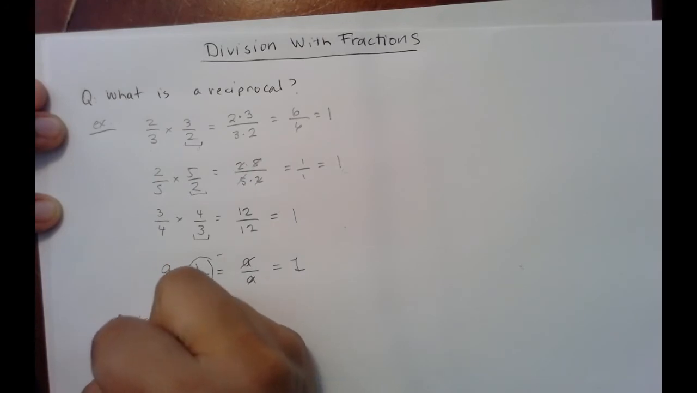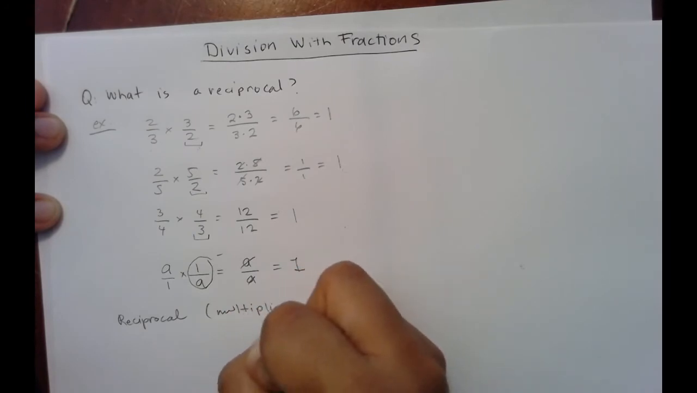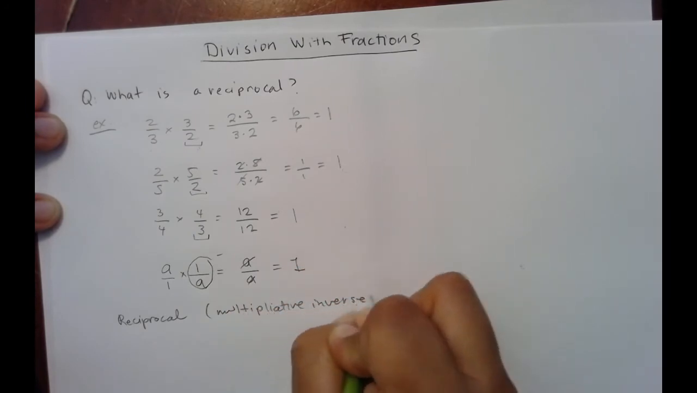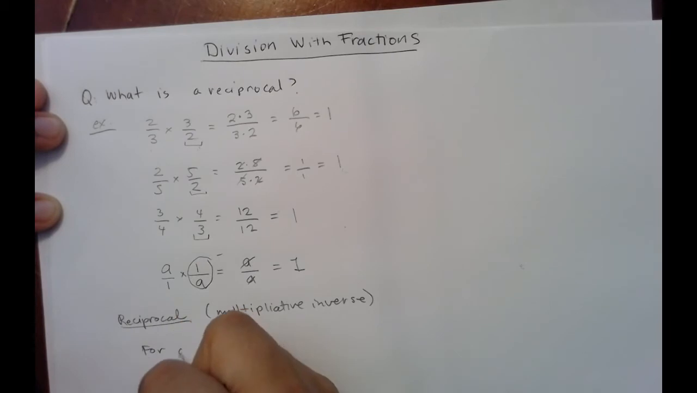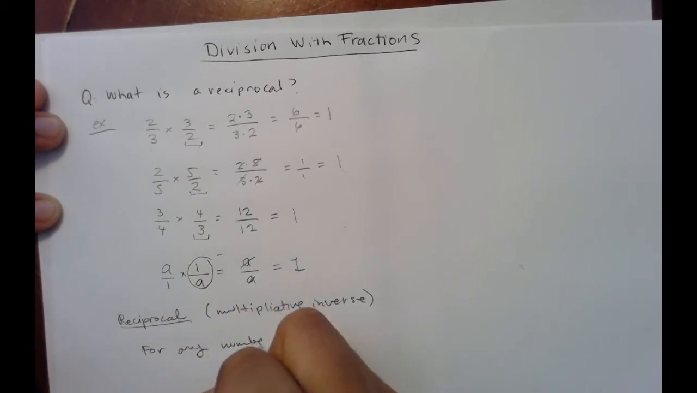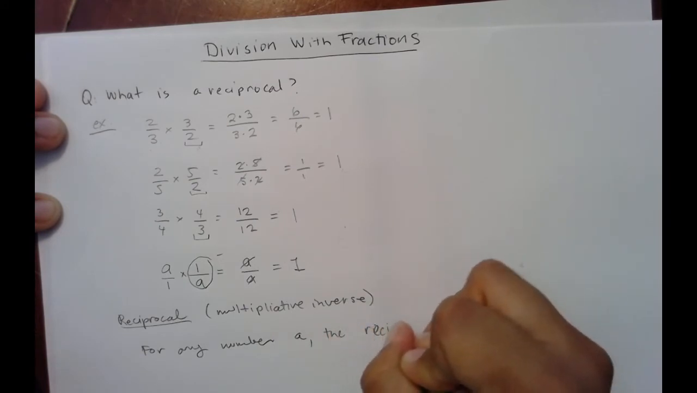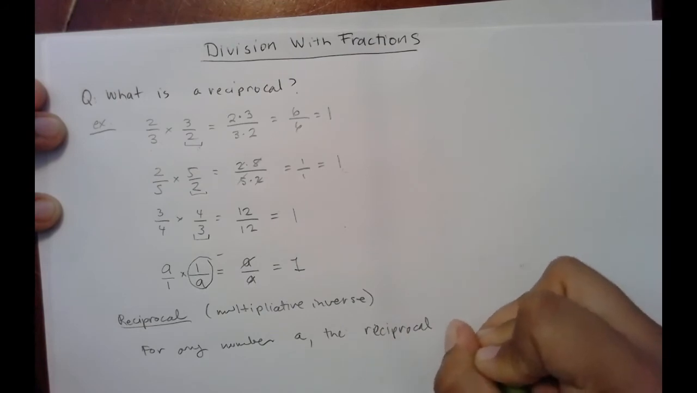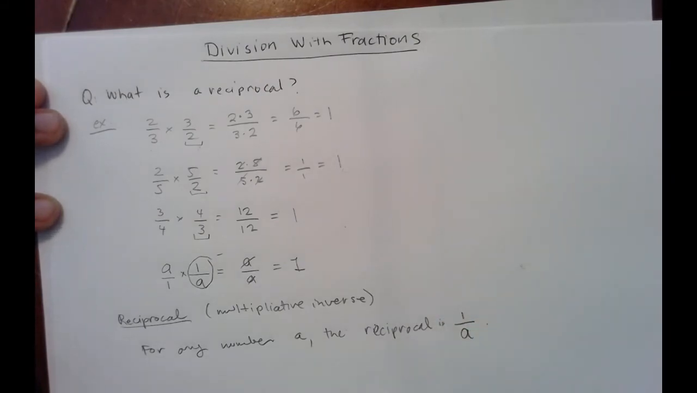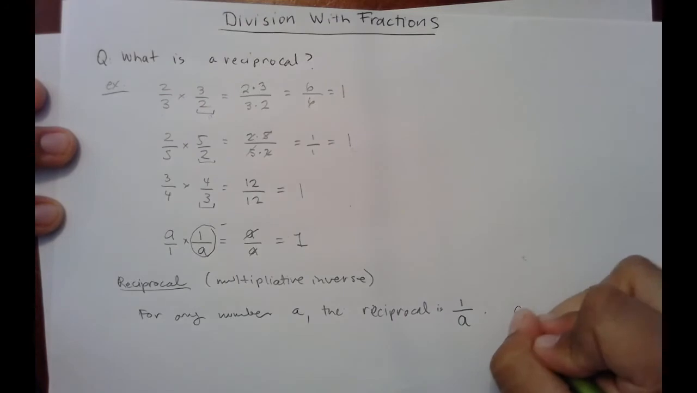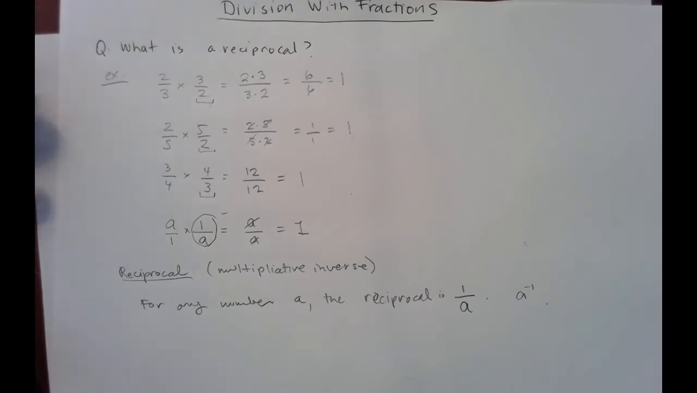So it brings us to the definition, also known as the multiplicative inverse in some circles: for any number a, the reciprocal can be considered 1 over a. Okay. So sometimes people write it as a to the negative 1, which is the same thing. Okay. Another way of saying the same thing.